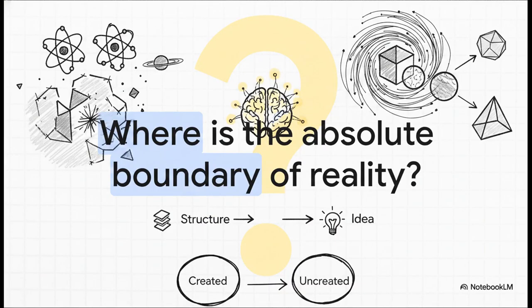So, where is the absolute boundary of reality? Honestly, it's the ultimate existential hook, isn't it? I mean, is the edge of reality simply where physical structure ends? Where atoms and stars and space-time just sort of fade into nothing? Or does the true boundary lie somewhere much, much deeper, way past the most abstract, formulaic concepts our minds can even conceive? Well, to figure that out, we're going to need a really rigorous framework.